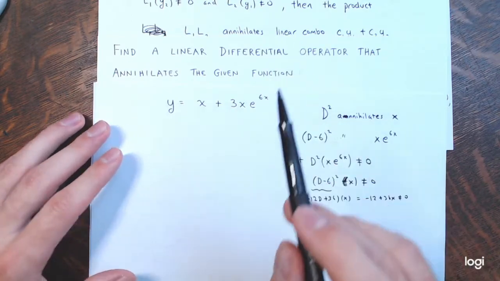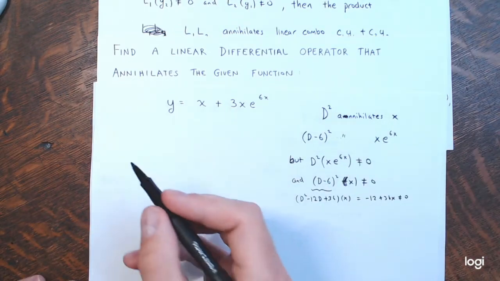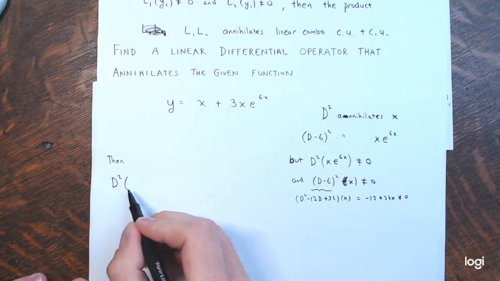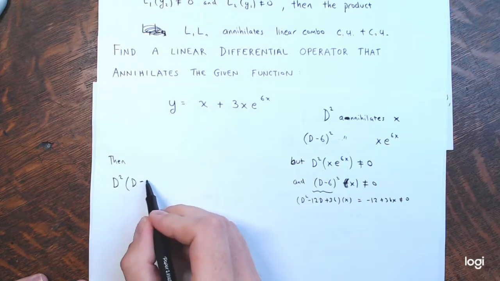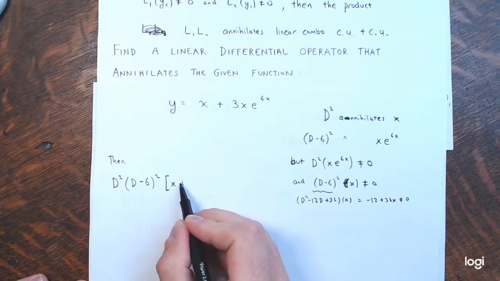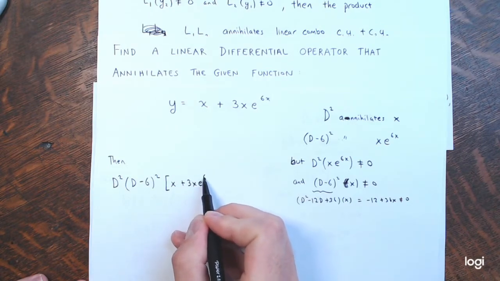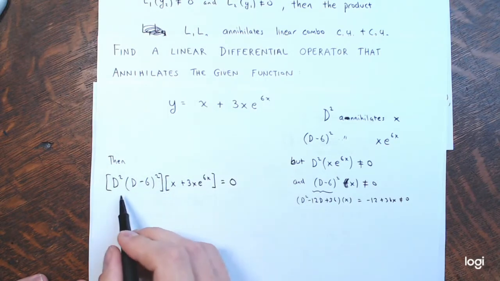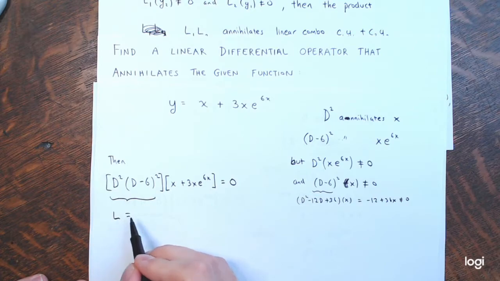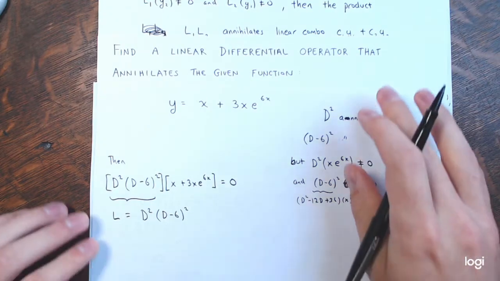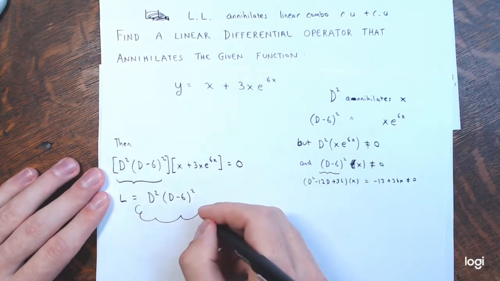So then by that rule 5 again, their product, d squared times d minus 6 squared, would annihilate x plus 3x e to the 6x. This should be equal to 0. All right. So there's the linear operator we're looking for, d squared times d minus 6 squared. And again, I want to verify this.